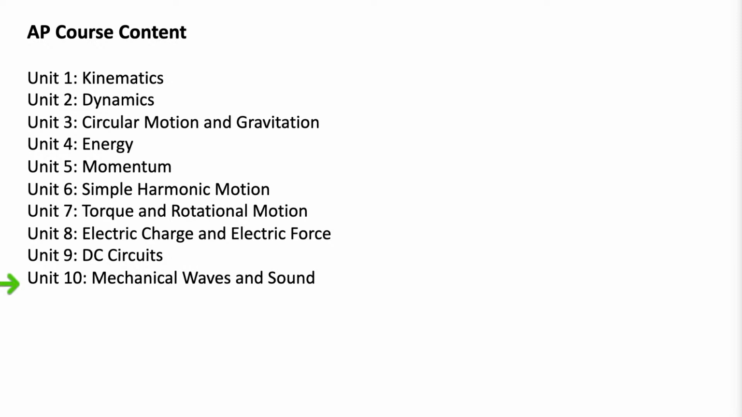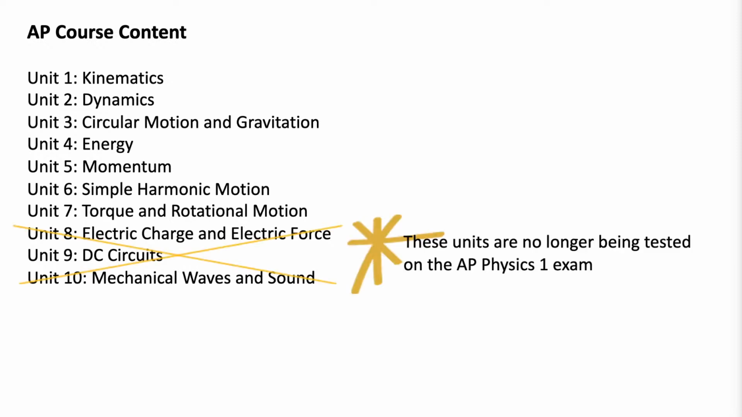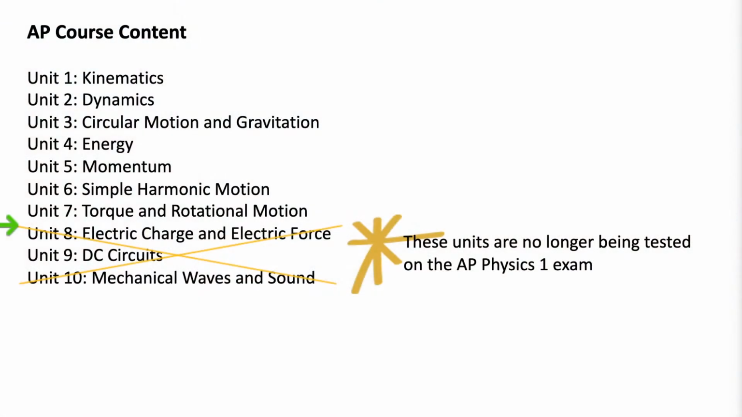It's a lot of things to have to know for the test. Well, perhaps thankfully, and you can see this on College Board's website as well for AP Physics 1, units 8 through 10 are no longer tested on AP Physics 1. So you can cover them in class, but they won't be tested on the actual test itself. So instead, the material you're held responsible for knowing for the test are units 1 through 7. So do keep that in mind when it comes time to study for the test.